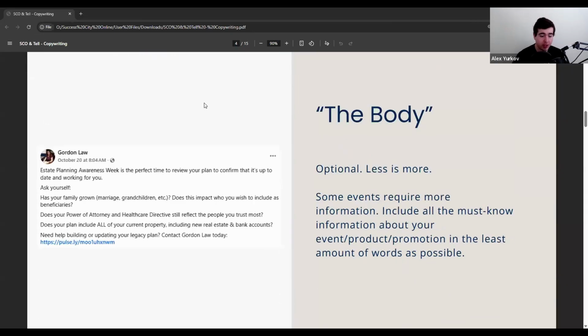The body. So the body, I think, is something that's more optional for social media copies. We don't always include them because less is usually more with social media.